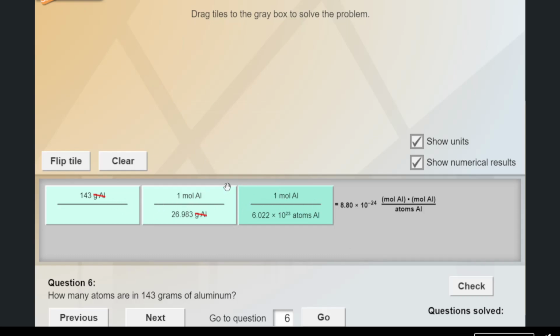So this is a two-step. We have two conversion factors. Since we have moles on top, we need moles on bottom. So you flip the tile, moles cancels, top and bottom cancel. And then to calculate this, it's 143 divided by 26.983 times Avogadro's number. And that will give you 3.19 times 10 to the 24 atoms of aluminum.